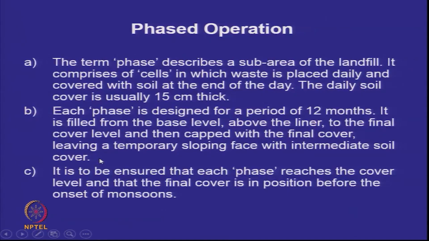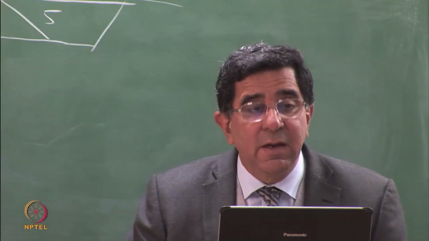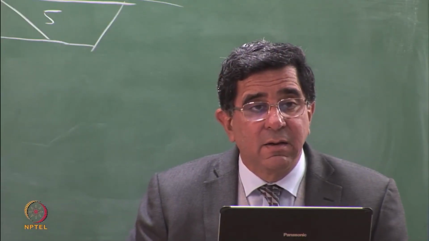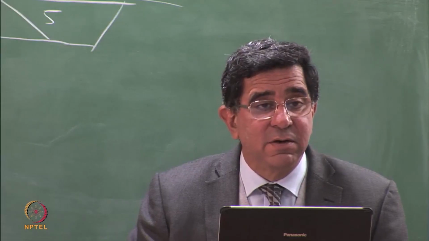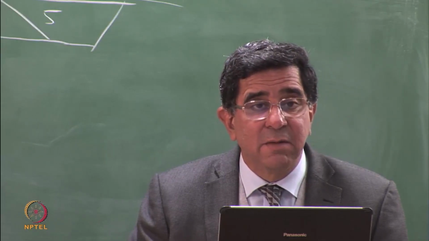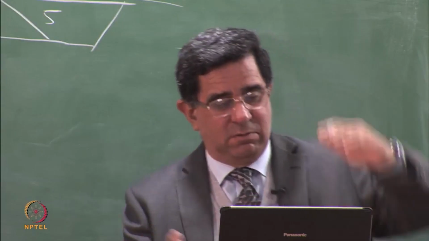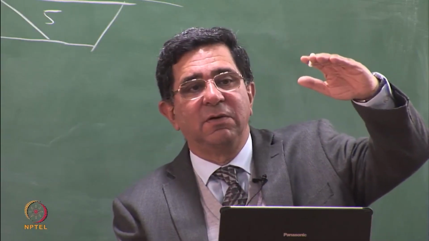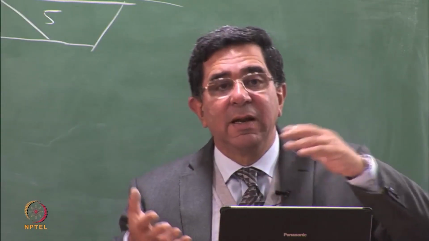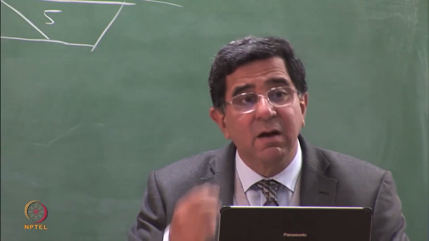Now instead of being 6 inches thick, the intermediate soil cover may be 4 layers of 15 centimeters, that may be 60 centimeters, that is about 2 feet, or if you are too conservative, you want to make it 1 foot, but it will be much thicker than the daily cover.